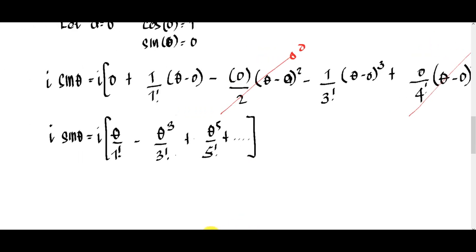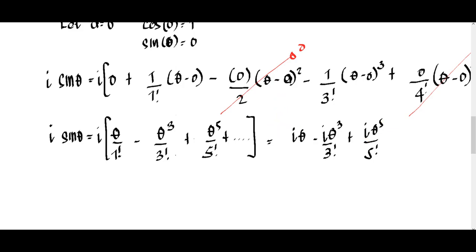So going back, this is now equal to, since we have theta here, so we're going to distribute the values of this one. Okay, so we have I times theta. So then we have theta raised to cube, this will be I, divided by 3 factorial, plus here we have also the I theta raised to the 5th divided by 5 factorial.